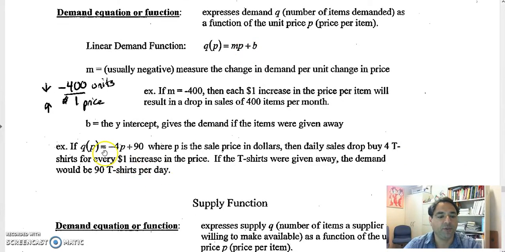So for example, if you had a demand equation of negative 4p plus 90, where p is the price of a t-shirt, your slope is output quantity over input price, negative 4 over 1. So if you increase the price $1, your quantity would drop by 4 t-shirts. And your y-intercept 90 means if it was free, price was 0, 90 shirts would be demanded.